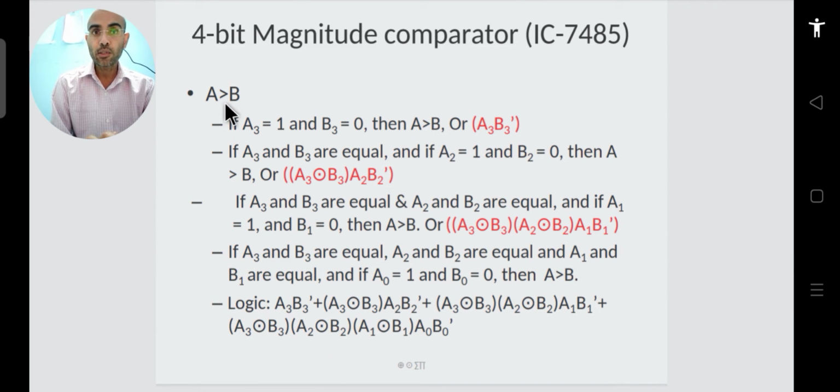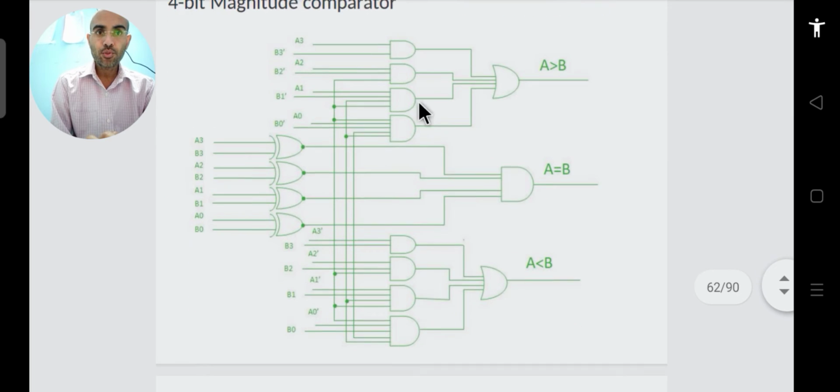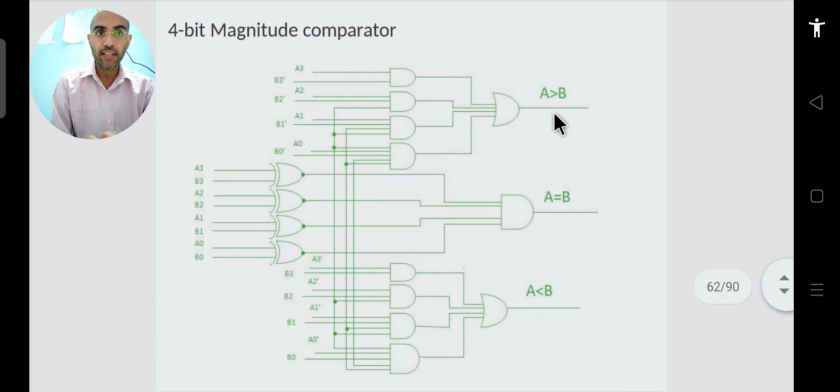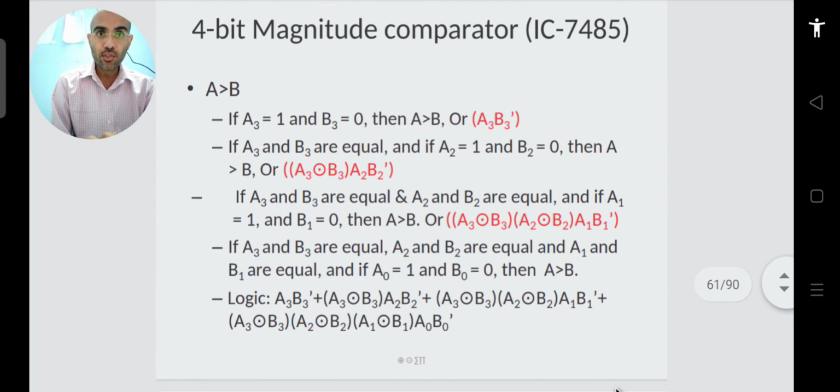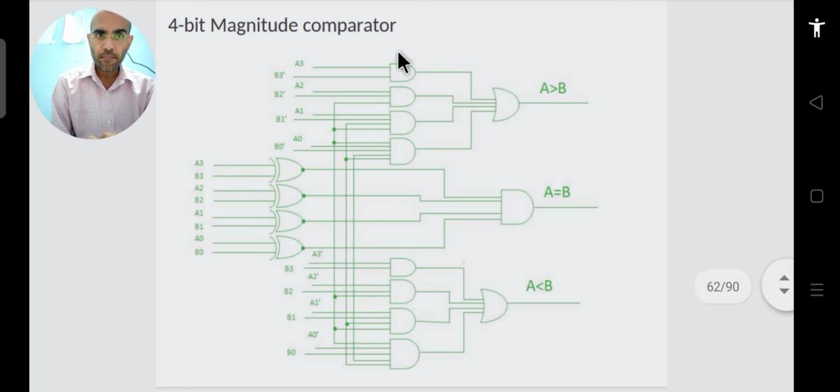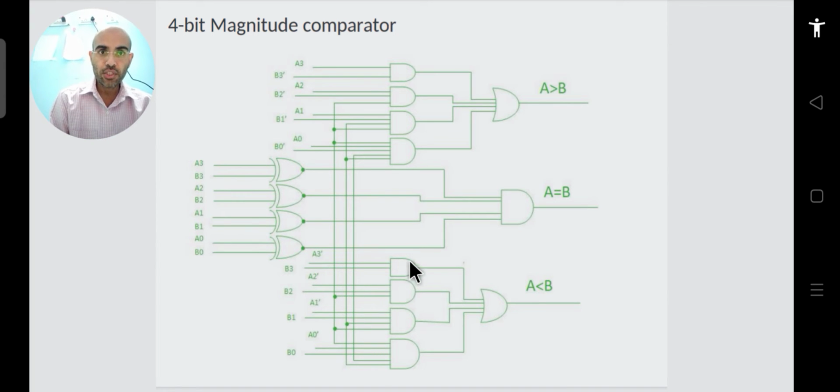Similarly, following the same logic, you can write the cases for A equal to B and also A less than B, and if you implement them together, the circuit will look something like this. So for A greater than B, these are the cases. This particular part is where A greater than B is implemented, whereas A equal to B is implemented with the help of 4 XNOR gates. Following the same logic as your last 2-bit magnitude comparator, you can also implement A less than B. I have done it for A greater than B; you do the expression for A equal to B as well as A less than B, and then verify whether you are getting the same circuit or not.